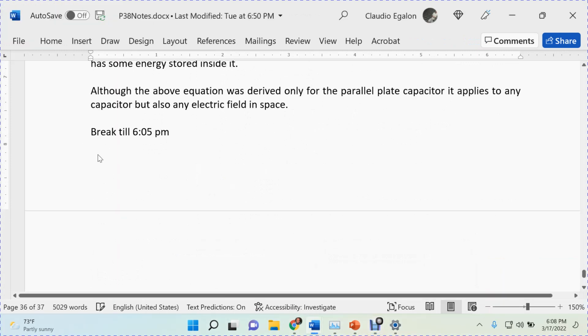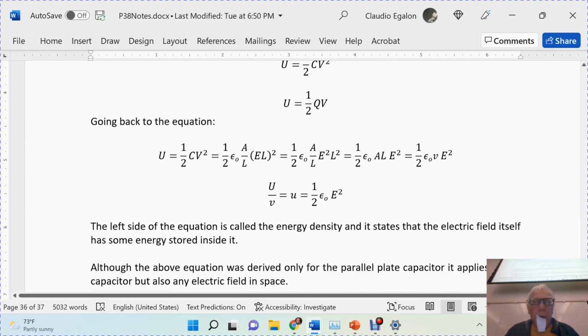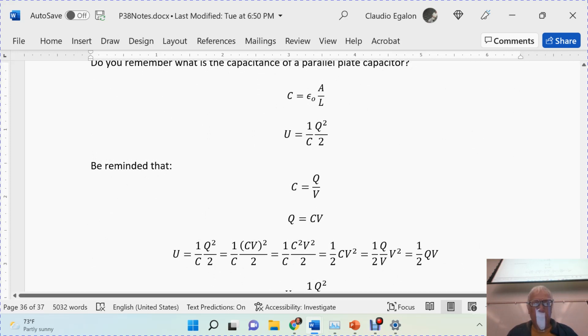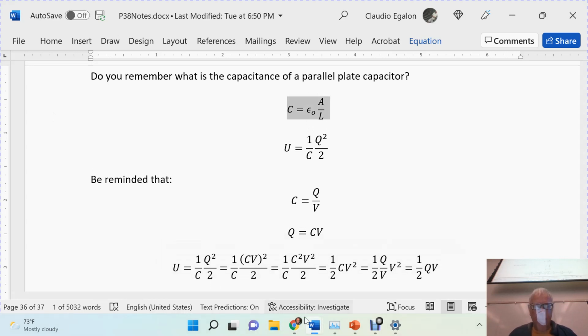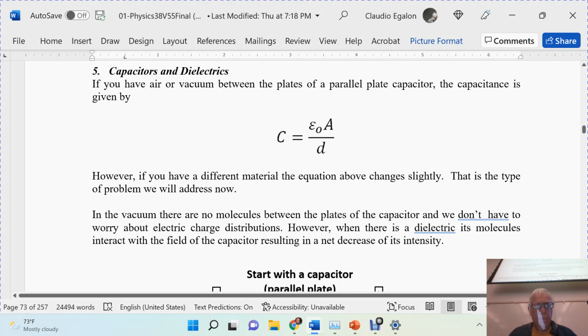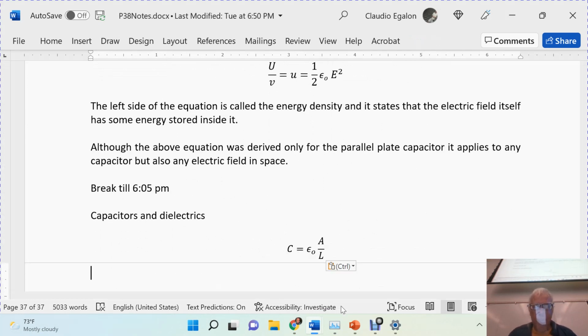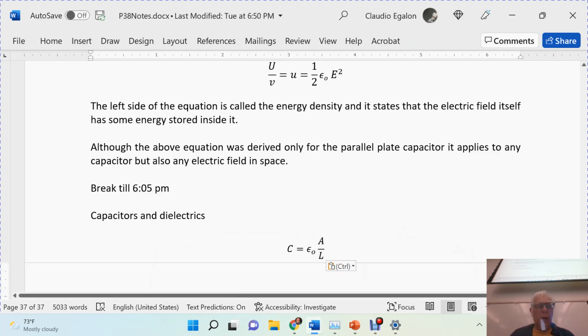Okay, so now capacitors and dielectrics. Let's talk about capacitors and dielectrics. There's something I didn't tell you. What you see right in here? That equation for the parallel plate capacitor, the capacitance of the parallel plate capacitor. Okay. This equation here for the parallel plate capacitor didn't tell you something.